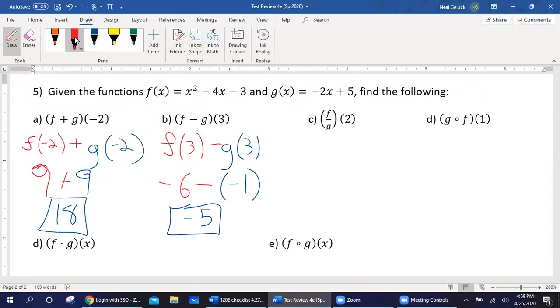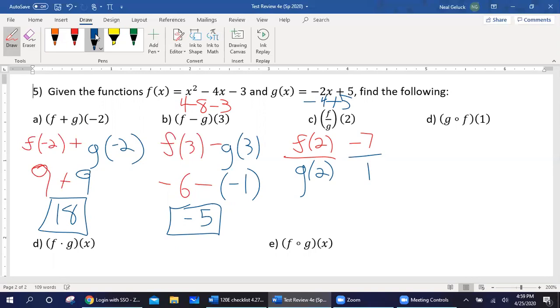For the next one, I'm dividing. So there's going to be f of 2 divided by g of 2. If I plug 2 into the f machine, that gives me 4 minus 8 minus 3. So that's -7. G of 2 is going to give me -4 plus 5. So that's 1. So -7 divided by 1, -7.